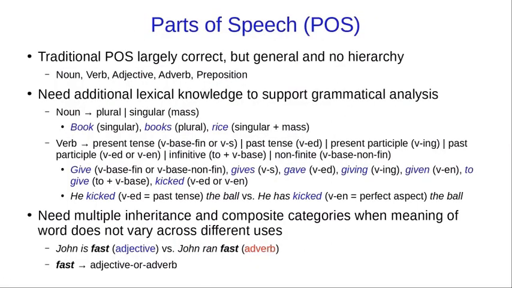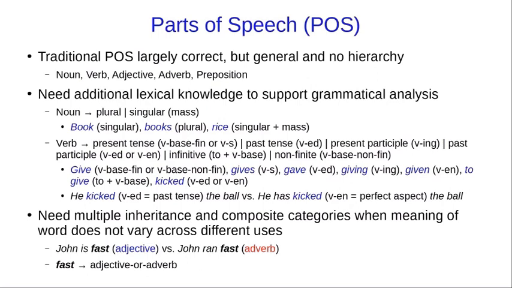We view the traditional parts of speech as largely correct, but general and with no hierarchical organization. So parts of speech like noun, verb, adjective, adverb, and preposition are well established and we accept their validity. However, we need additional lexical knowledge to support grammatical analysis. In the case of nouns, for instance, we need to know whether or not the noun is plural or singular, and if it's singular, whether or not it is concrete or mass. In the case of verbs, we need to know information about the tense and aspect of the verb.